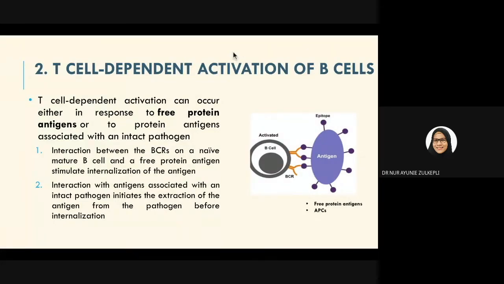The T cell dependent activation of B cells requires help from the T cells. So how? First, you have to know that T cell dependent activation can occur in response to free protein antigen or to protein antigen associated with an intact pathogen that expresses the antigens on its surface. Either one will result in internalization of the antigen. Internalization means penetration of the peptide into the B cells.